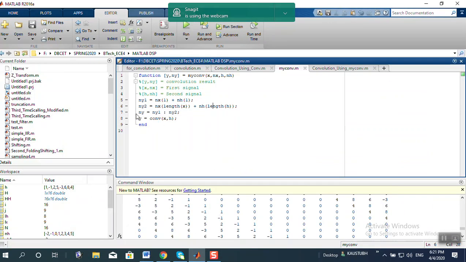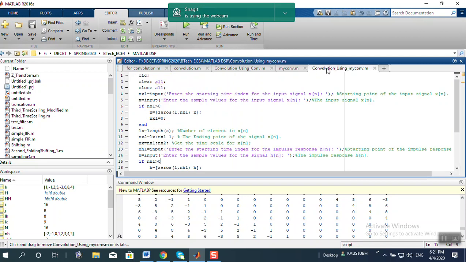So therefore ny is ny1 colon ny2, and simply y is conv of x comma h. That's all. This is the function, and the function ends here. You just save this, but remember, while saving the function, the file name should be exactly the same, case sensitive, as the function name, and it should be within the same folder where you are going to write the program within which you are going to call this. So I am writing one program here, the main program, convolution using myconv.